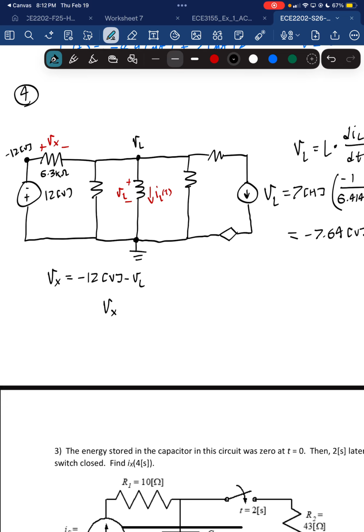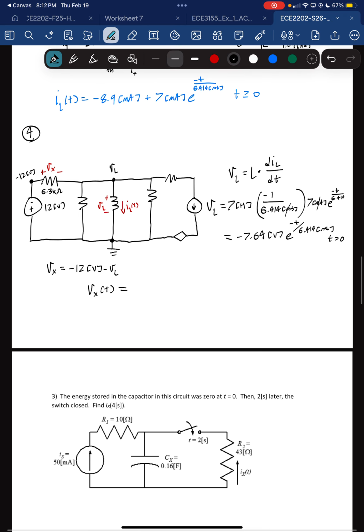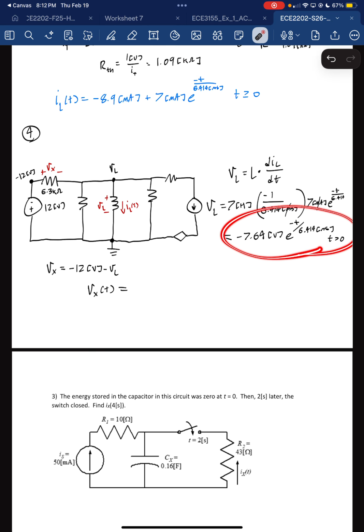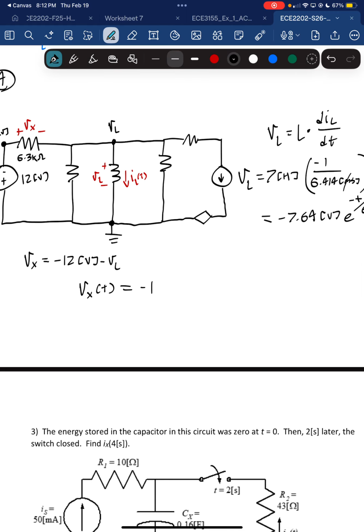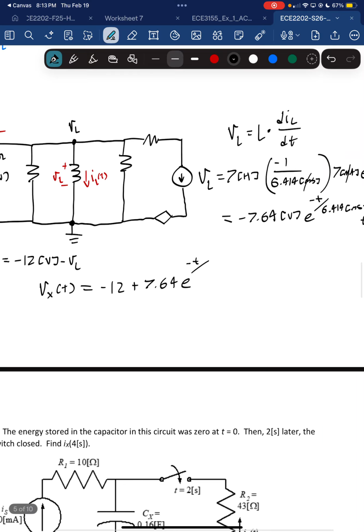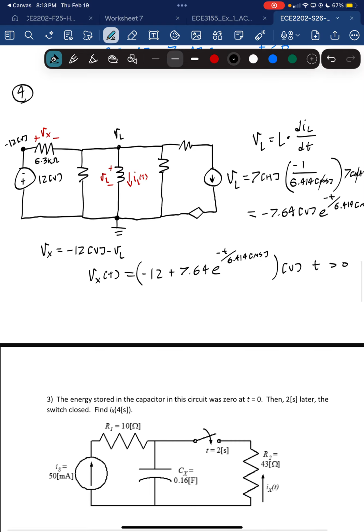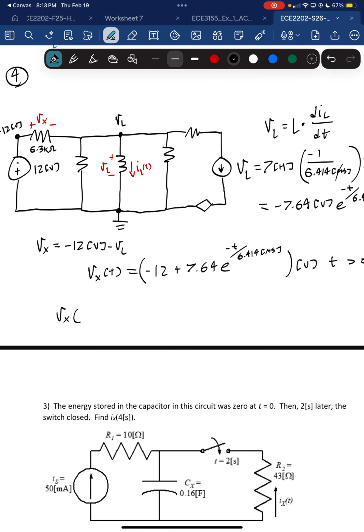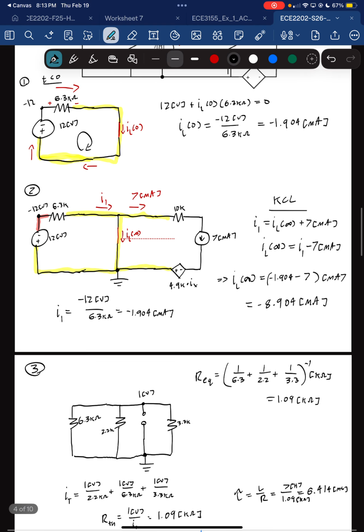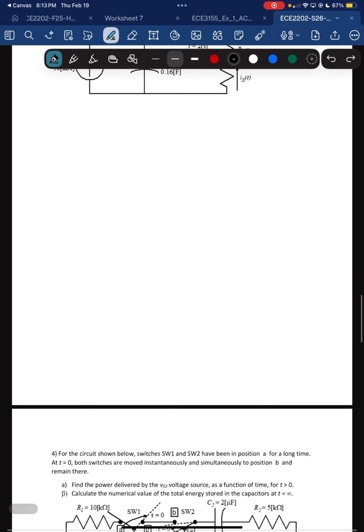So, Vx of t is just going to be negative 12 minus this expression. So negative 12 minus negative 7.64. So plus 7.64 e to the negative t over 6.414 milliseconds. That's all volts. And this describes Vx for t greater than 0. Last step is just going to be plugging in 5 milliseconds.